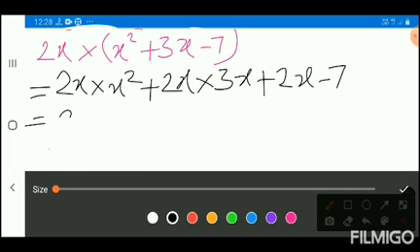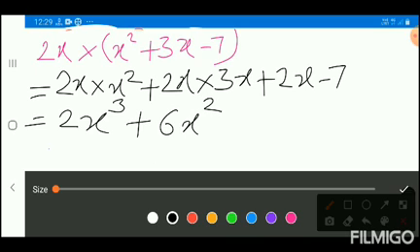So your answer is 2x. Here x how many times? This 2 times and this 1, so 3. While multiplying, you have to write the proper index of that variable. Now 2 3s are 6 and x how many times? 2 times. Here 2x multiplied by negative 7 is there, so a negative sign will come. 7 2s are 14x. Okay, that is your answer.